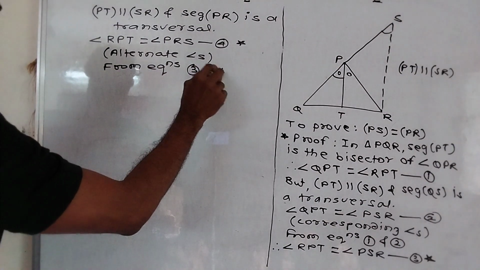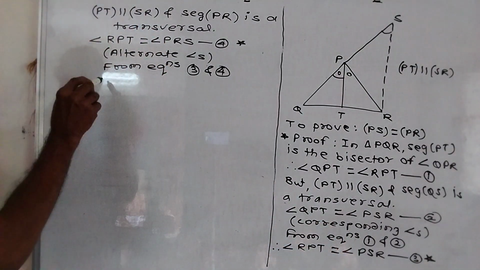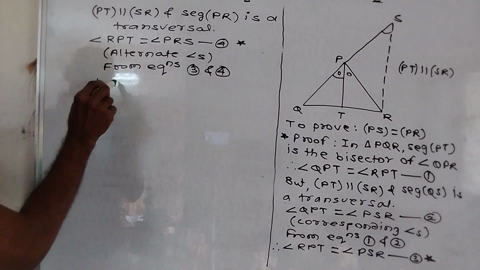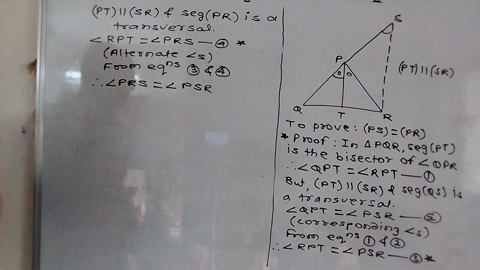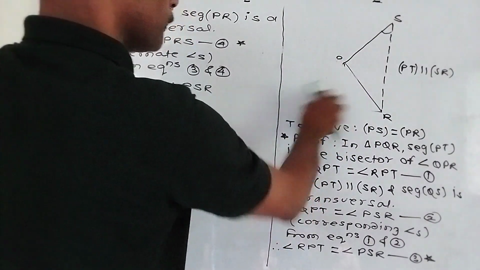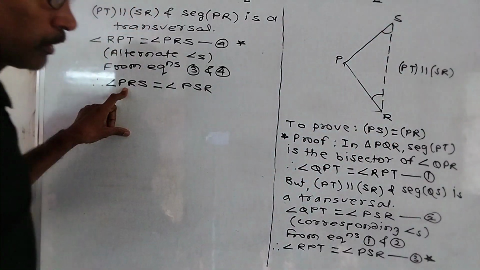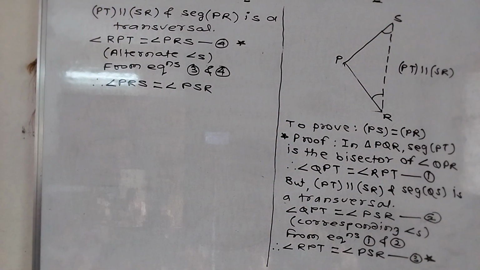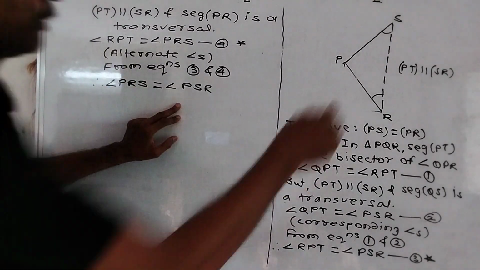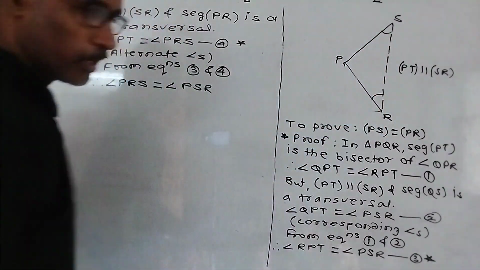Therefore, from equations 3 and 4, see here, RPT same. Left sides are same, therefore, right sides are same. So we write angle PRS is equal to angle PSR. Now, see this. Angle PRS is equal to angle PSR. Now, angles are congruent. In this triangle PSR, this angle and this angle are congruent.